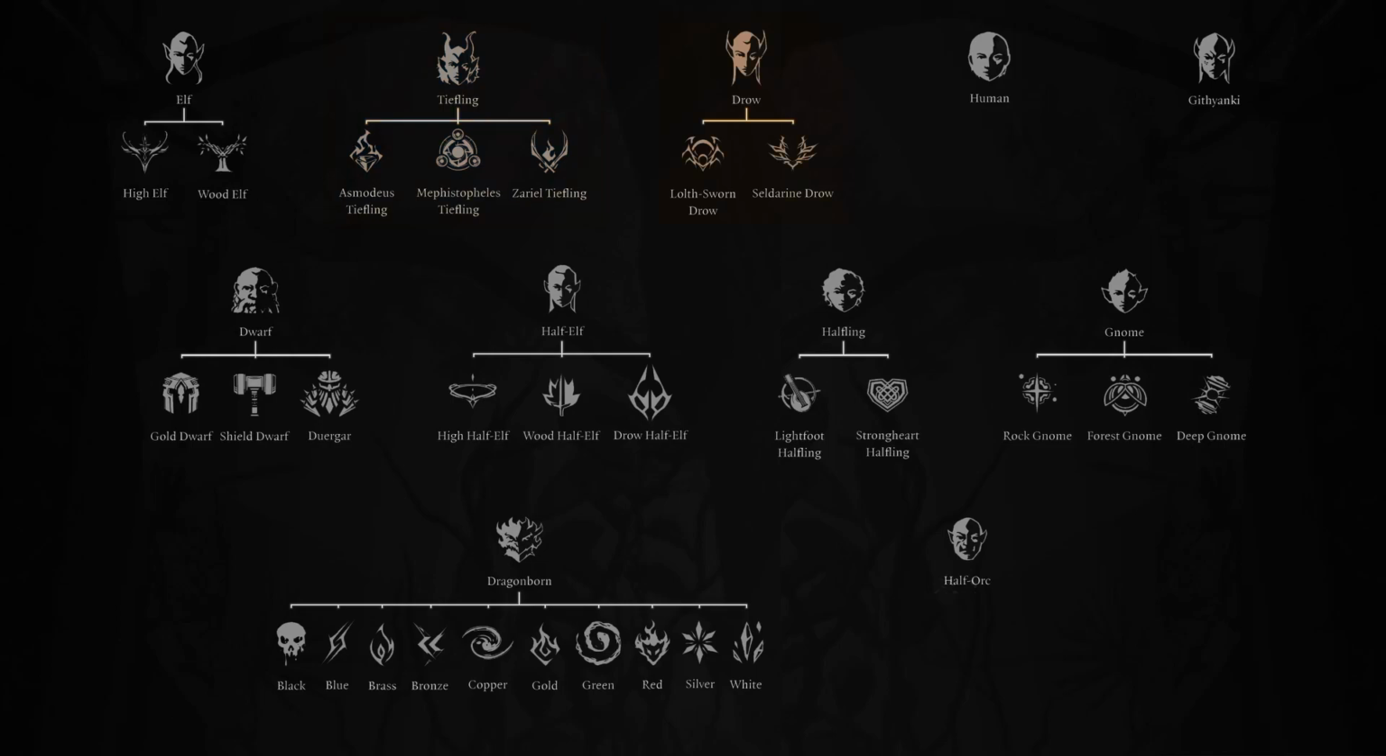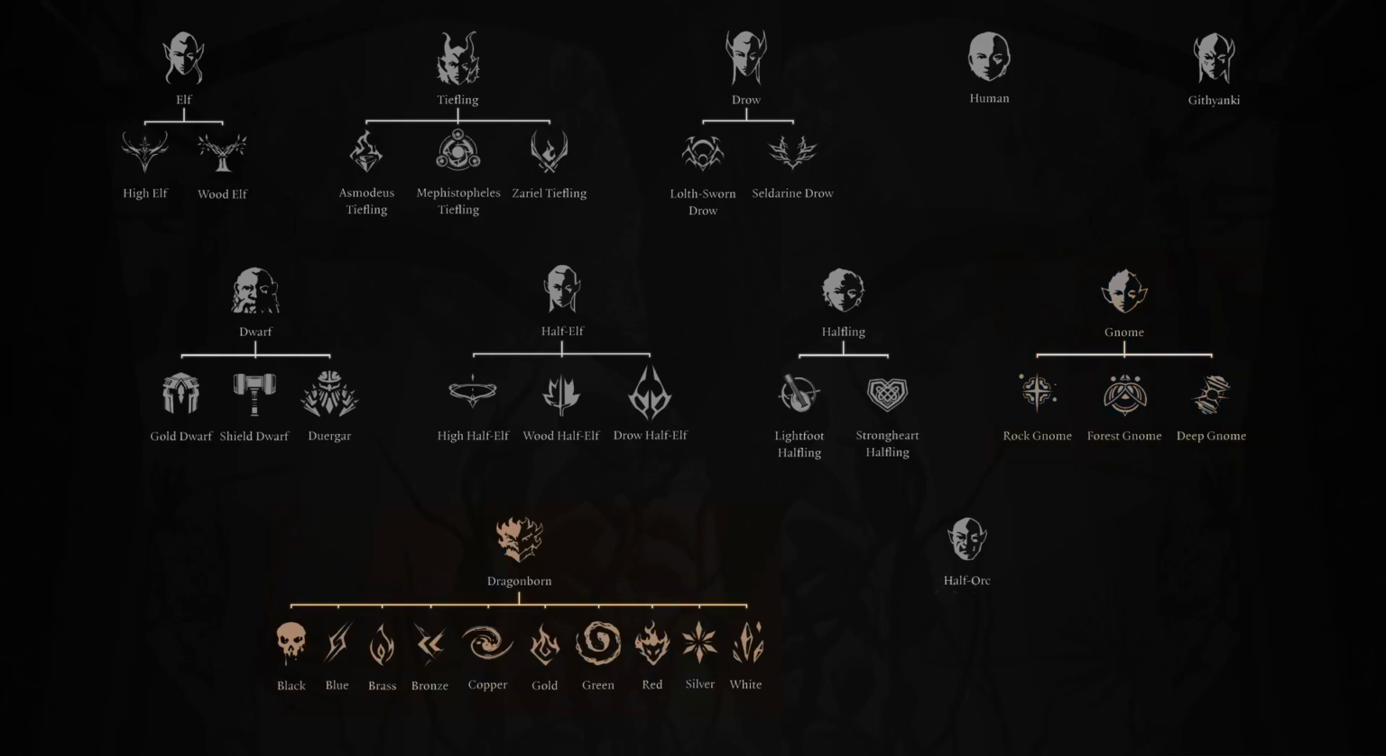The Drow has the choices of Lothsworn Drow and Seldarian Drow. Humans don't have a sub-race, neither does Githyanki. The Dwarf has the choices of Gold Dwarf, Shield Dwarf, and Duergar. The Half-Elf has the choices of High Half-Elf, Wood Half-Elf, and Drow Half-Elf. The Halfling has the two choices of Lightfoot Halfling and Strongheart Halfling. The Gnome has the choices of Rock Gnome, Forest Gnome, or Deep Gnome.